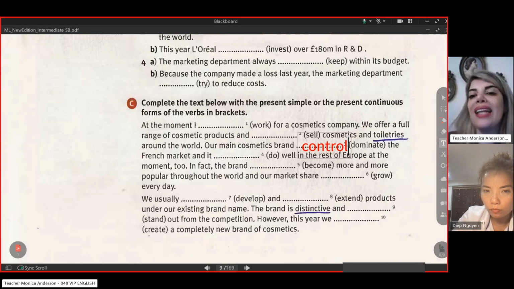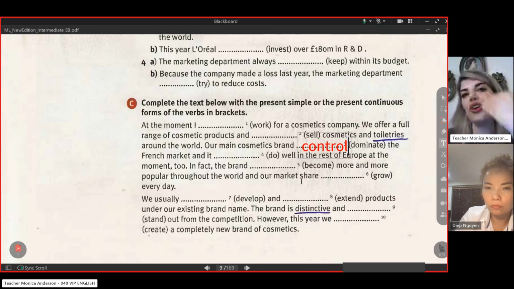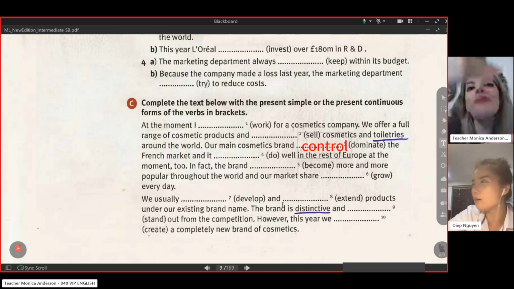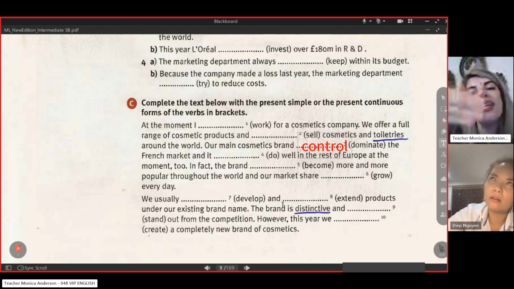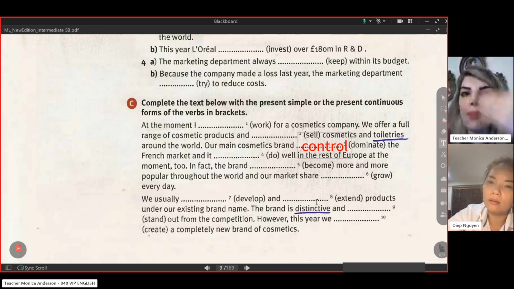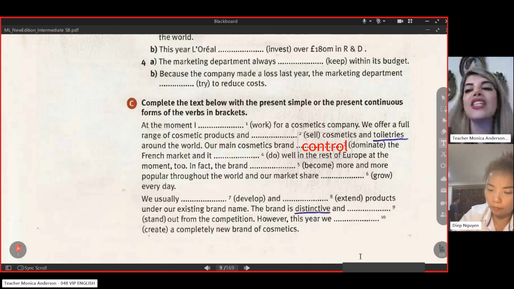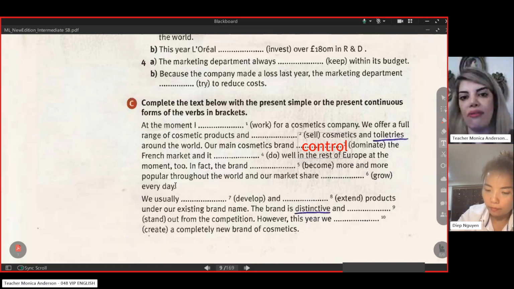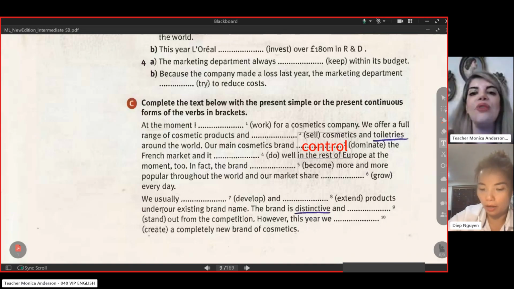In fact, the brand more and more, and our market share is growing every day. It means something is in progress. So we say it is becoming, step by step, is becoming and growing. So every day.